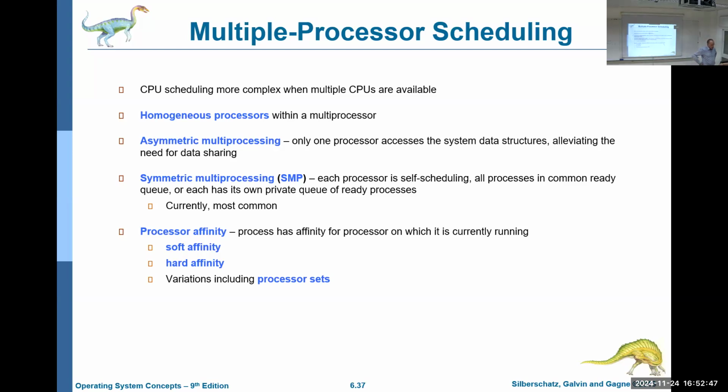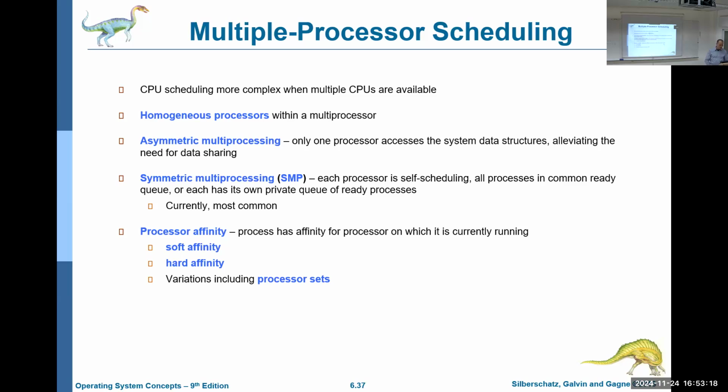You can have homogeneous processors within a multiprocessor. You can have asymmetric processing. Only one processor accesses the system data structures, alleviating the need for data sharing. That's just not using the other processors, isn't it? No, it means that one processor does a certain kind of work and another processor does a different kind of work. Homogeneous means they all do the same thing. Asymmetric means only one processor is going to be accessing the data. Any data requests will go to that processor.